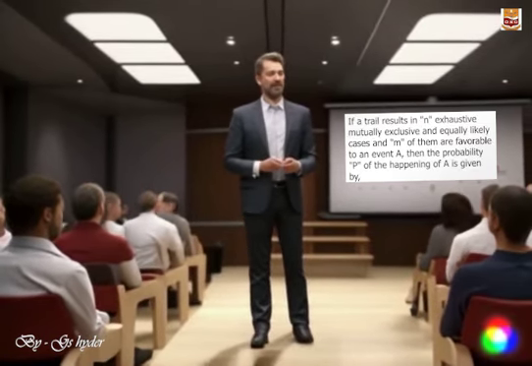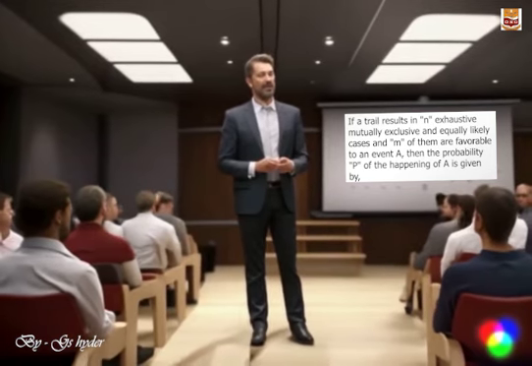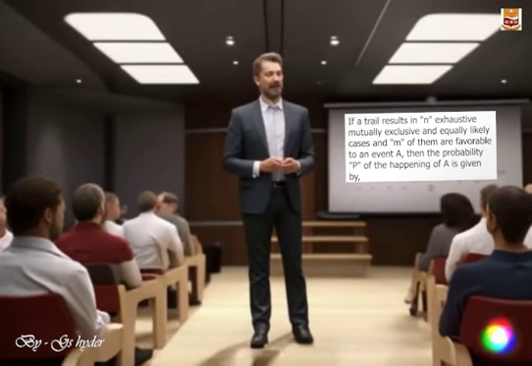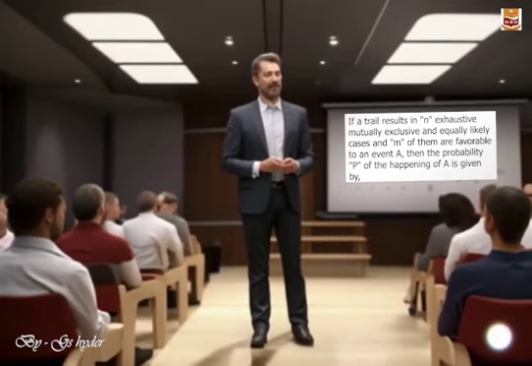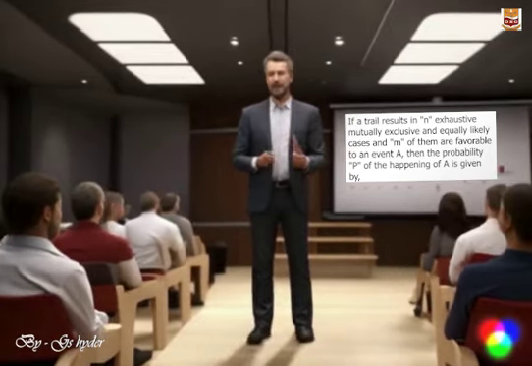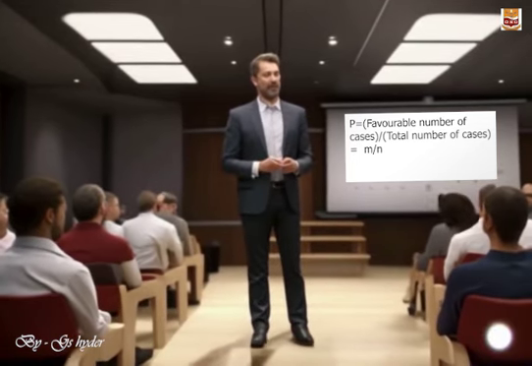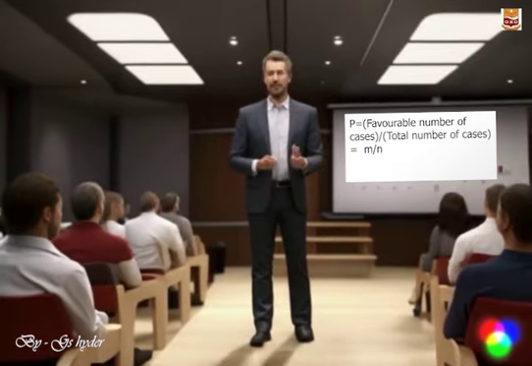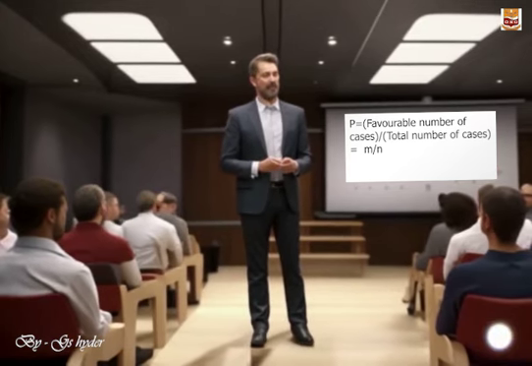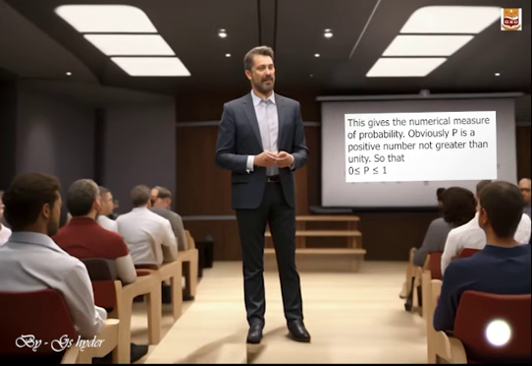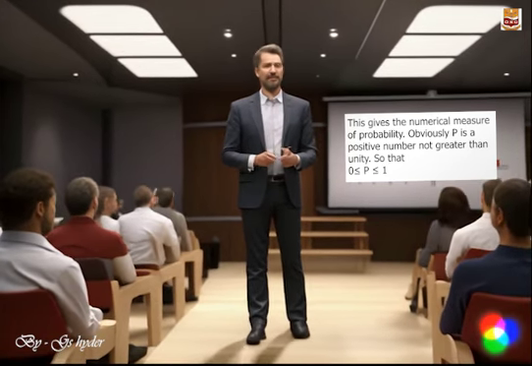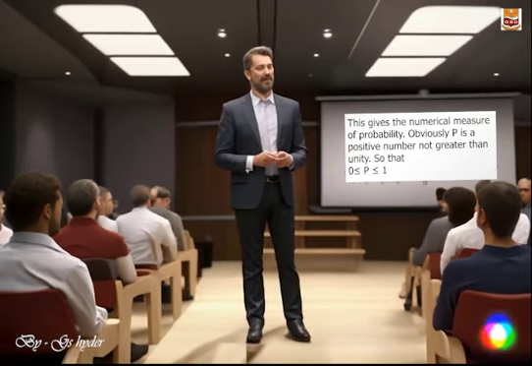If a trial results in n exhaustive, mutually exclusive and equally likely cases, and m of them are favorable to an event A, then the probability p of the happening of A is given by p is equal to favorable number of cases divided by total number of cases, that is m by n. This gives the numerical measure of probability. Obviously, p is a positive number and not greater than unity.